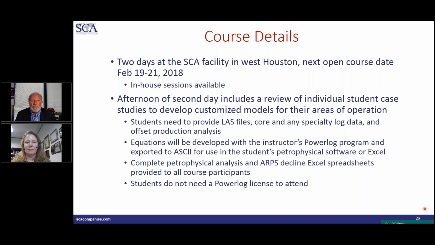We also have a complete petrophysical analysis package, a spreadsheet in there to calculate raw numbers on a point-by-point basis, and we also have some ARPs. We have an ARP spreadsheet we use. We're working on trying to get some of the other ones going, but with the drilling info availability, the majority of people have drilling info now, so you may not need to develop that. So we're probably not going to develop the Excel routines for the other models, but again, you don't need a power log license to attend. We'll provide you with equations and workflows. That's about it. I'll turn it back to Susan.